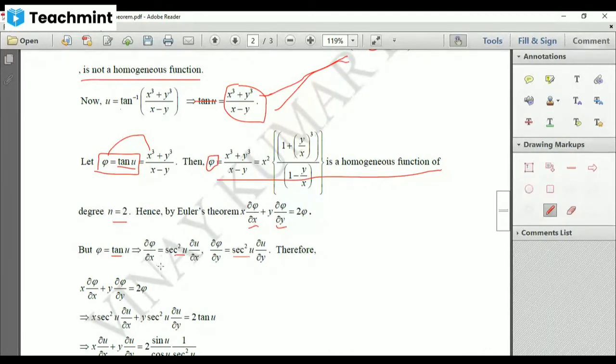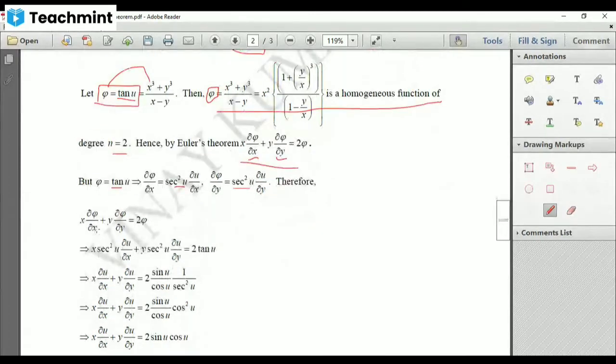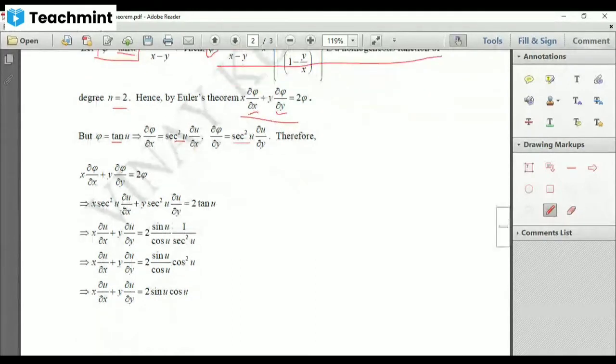Now substitute this in this equation. x into, what is your dou phi by dou x? Secant square u into dou u by dou x, plus y into secant square u into dou u by dou y, that is equal to 2 times phi. But what is your phi? It is tan u. So we want only x into dou u by dou x plus y into dou u by dou y. Keep that as it is. In both of them, secant square u is common. Take out that secant square u and send it to that side, so that it becomes 1 by secant square u.